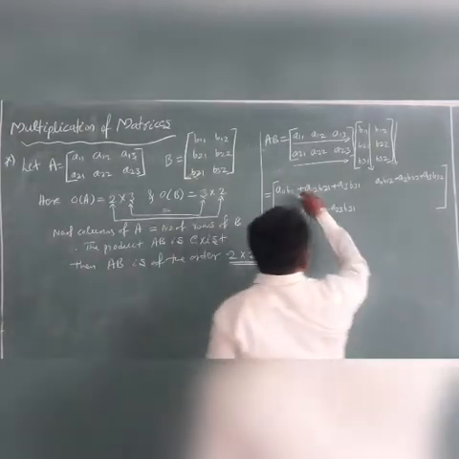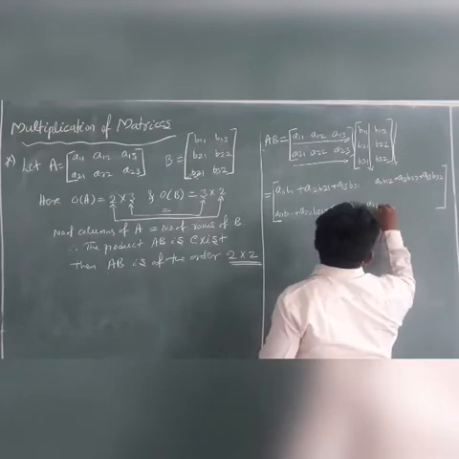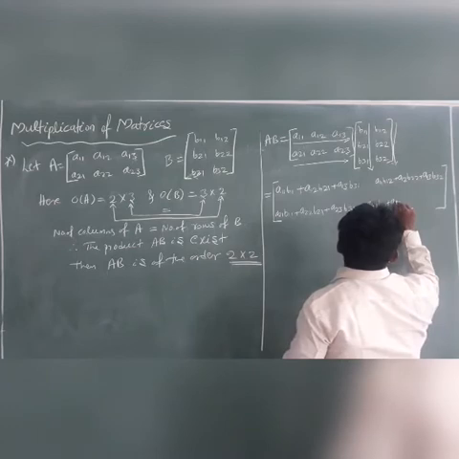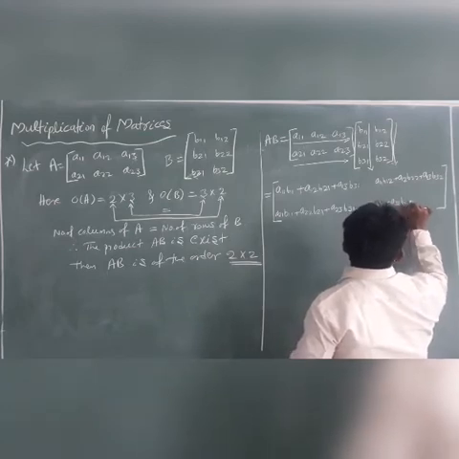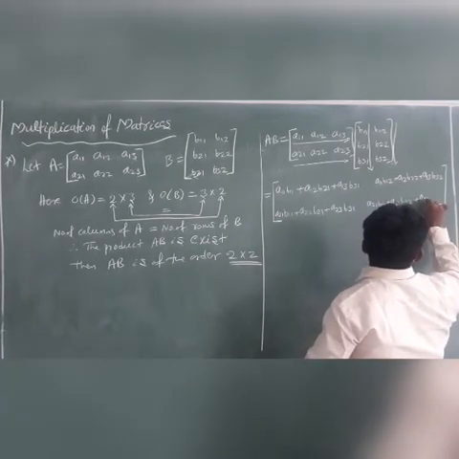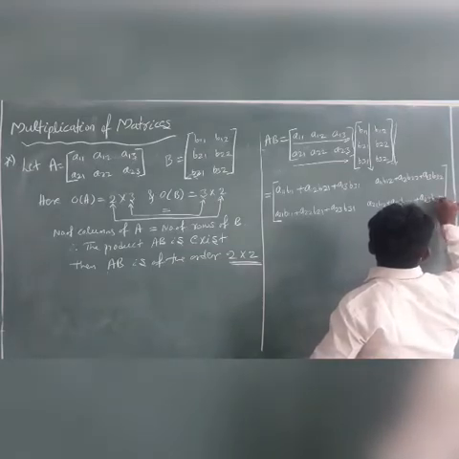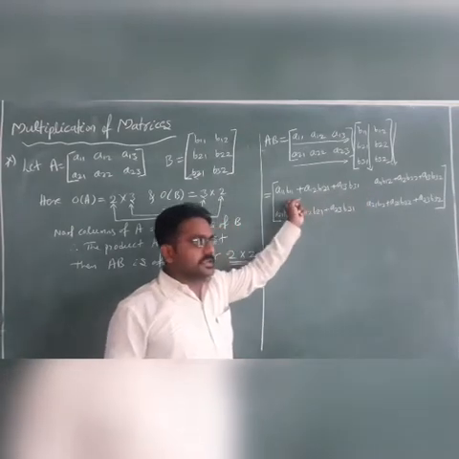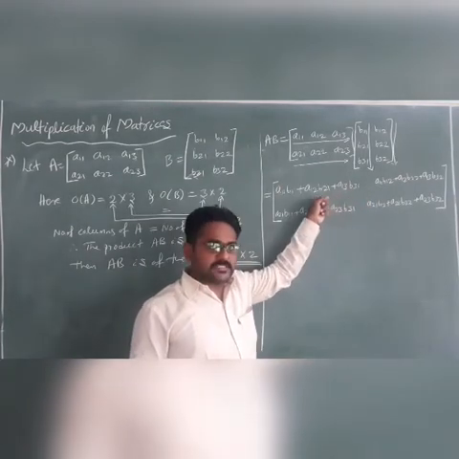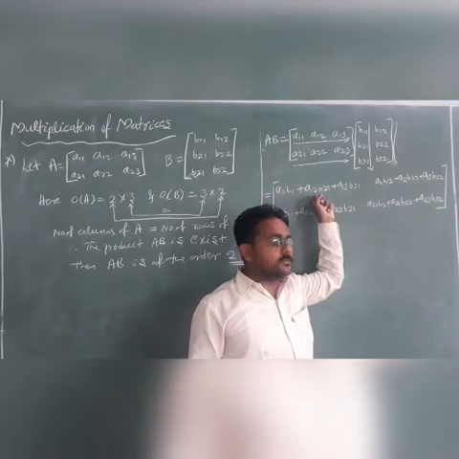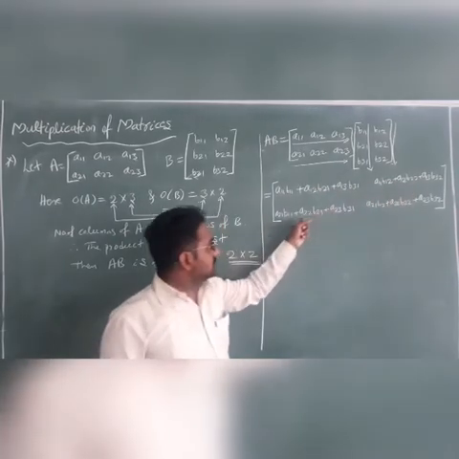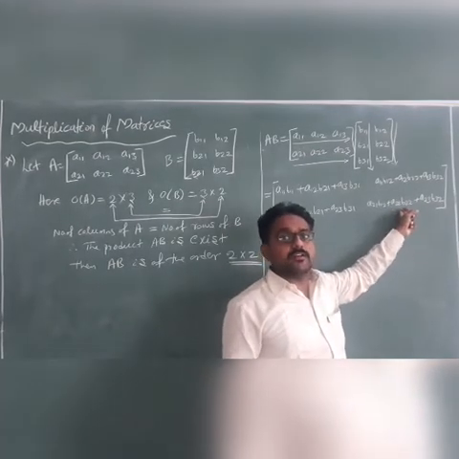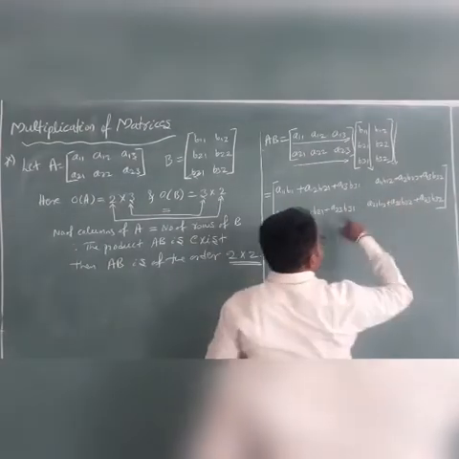Next, friends, A21 into B12 plus A22 into B22 plus A23 into B32. This is the total sum. The product and sum of all these elements will become the first row first column element, first row second column element, second row first column element, and second row second column element. What is the order of this new matrix AB?